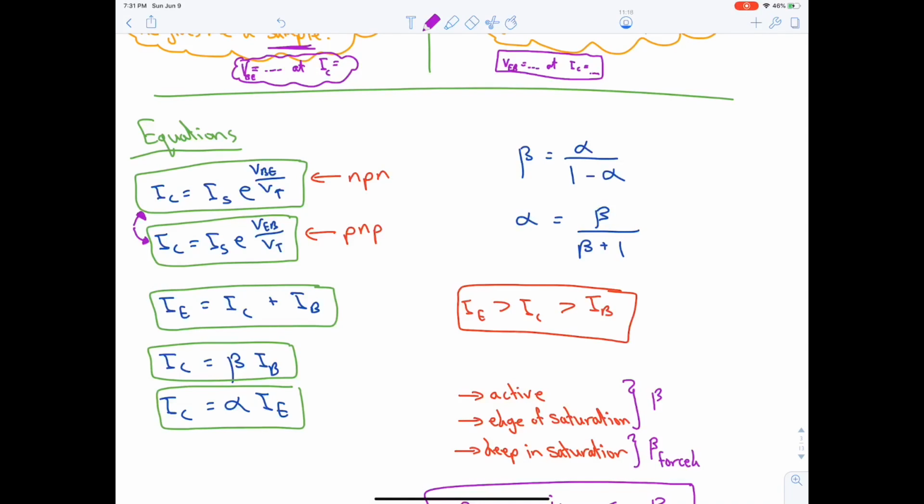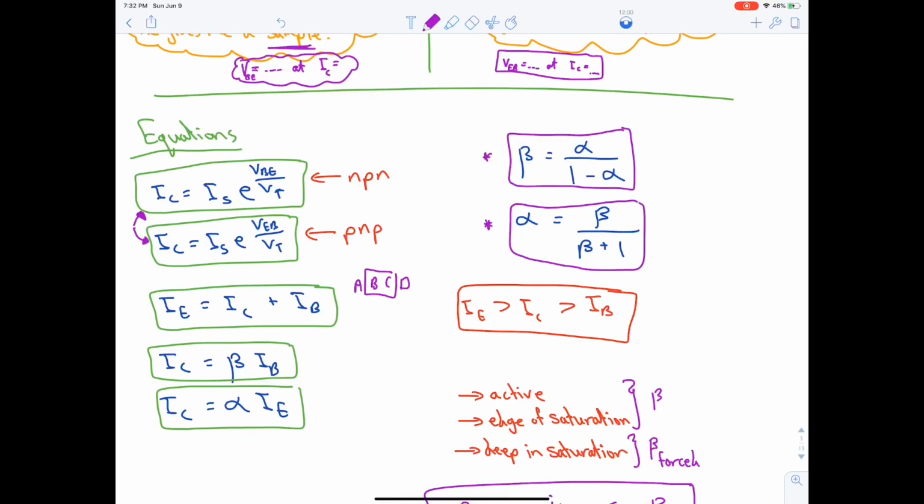How do you memorize this? Think of AB, the alphabet. A, B, C, D. B and C are always together. So IE is equal to IB plus IC. Two more equations for IC. IC is equal to beta IB and IC is equal to alpha IE. Beta can be calculated through alpha. So beta is equal to alpha divided by 1 minus alpha. And alpha is equal to beta over beta plus 1.